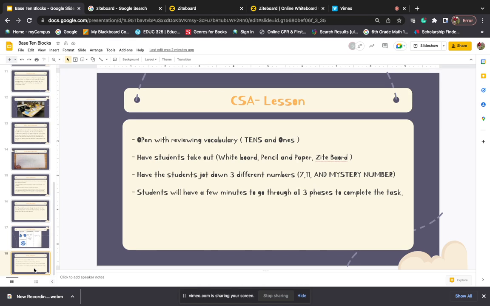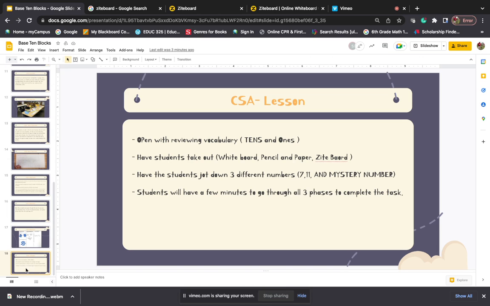In our lesson, the teacher will open by reviewing vocabulary. The area we're going to focus on is kindergarten, so it's just learning tens and ones. The teacher will review tens and ones. What is the tens? What is the ones?